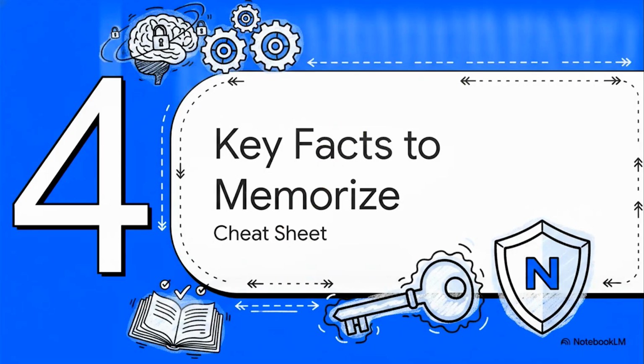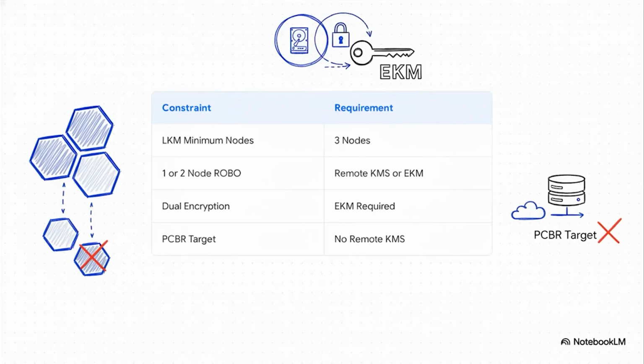All right, homestretch. Section 4, Key Facts to Memorize. We have covered a lot of deep architectural ground today, so let's synthesize this into a rapid-fire drill. If you memorize anything from this explainer, make it this matrix. Let's review them methodically. To run local key manager, what's the absolute minimum cluster size required for quorum? That's right, 3 nodes. If you're deploying a 1 or 2 node ROBO site, what are your only 2 KMS options? Remote KMS or an external KMS?